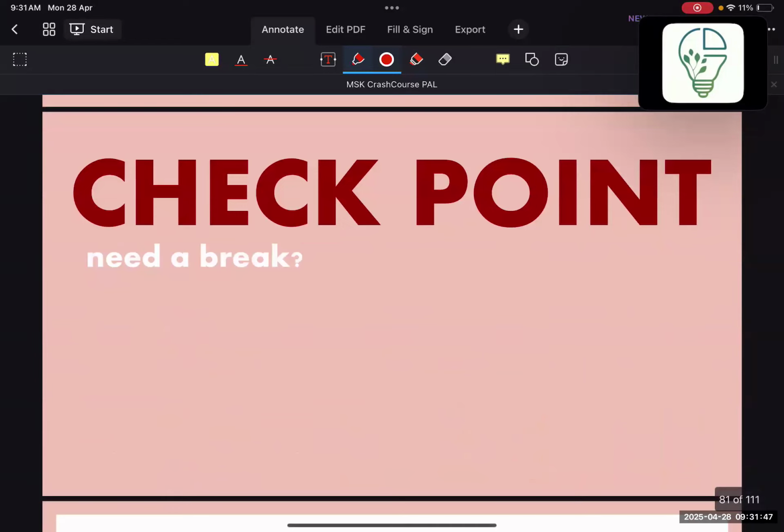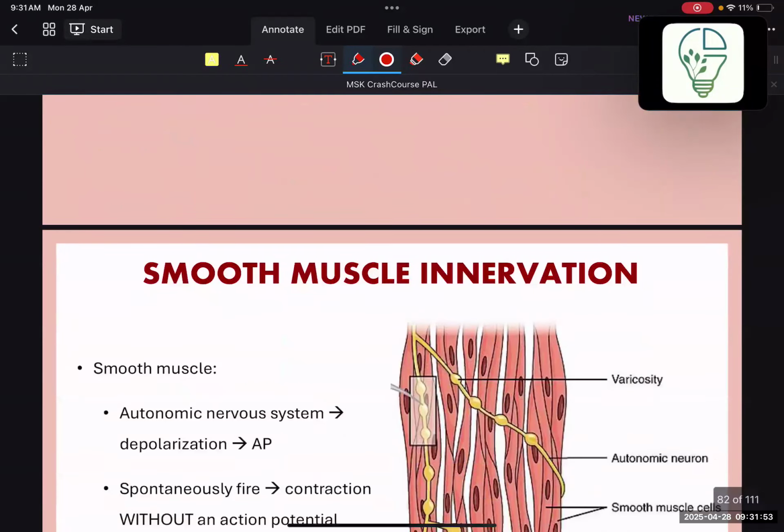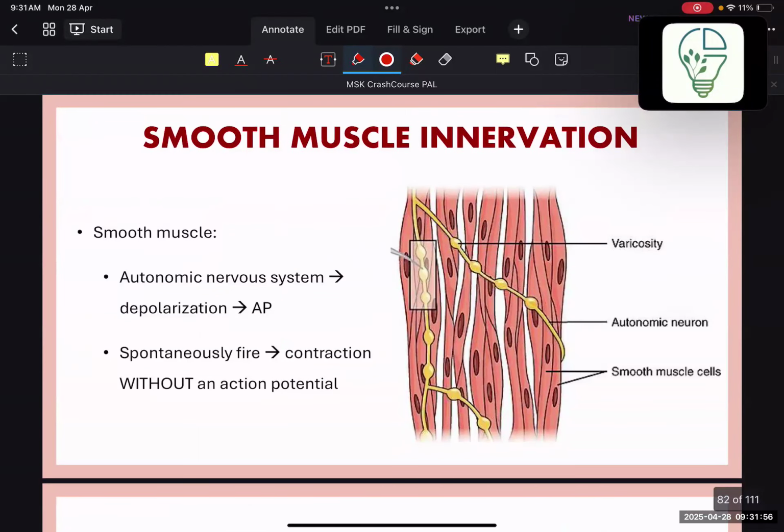And now we are going to move on to the last lecture, lecture number 4, which is smooth muscle contraction. And without further ado, let's begin. So let's begin with the innervation. Smooth muscle can be innervated. Smooth muscle, to make a contraction, can either do it through the innervation of the autonomic nervous system.